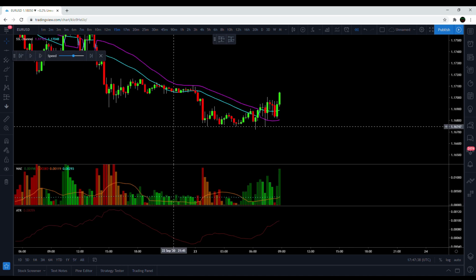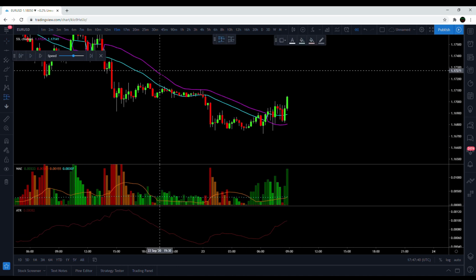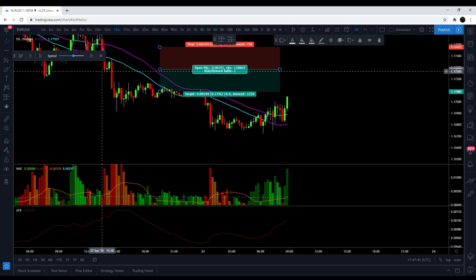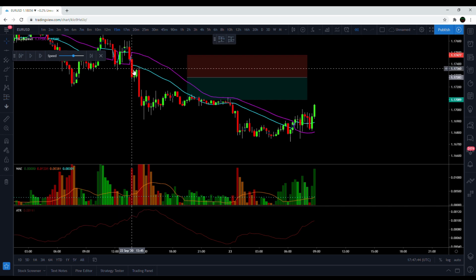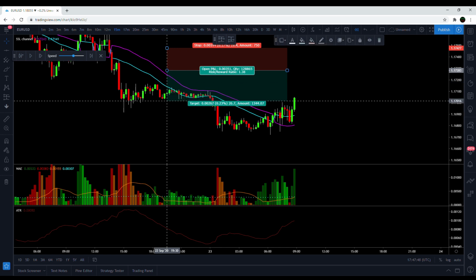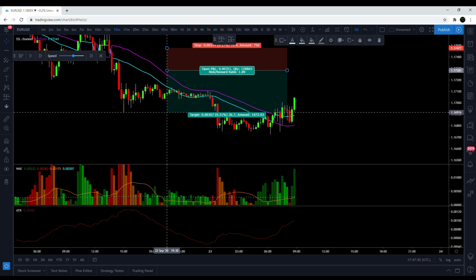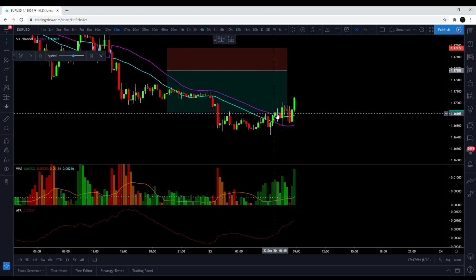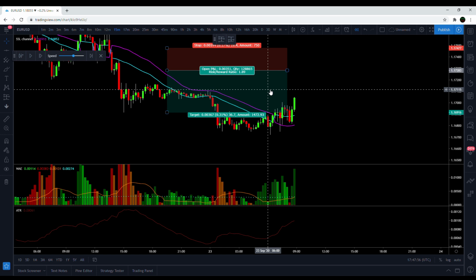So let's see the outcome. There's the entry right here on this candle. Got that cross down for the entry. And then you would have gotten out, if following the original trailing stop rules, right here on this candle. So really, really nice.